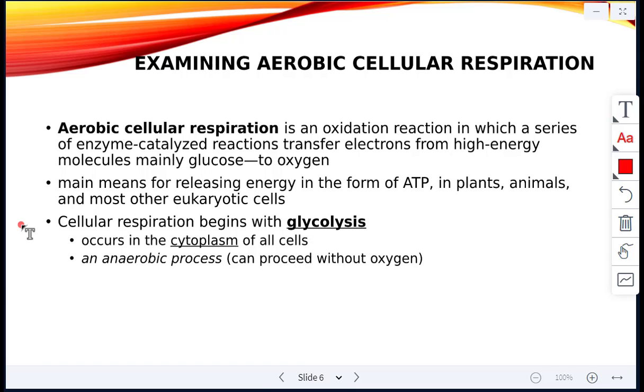And glycolysis is occurring in the cytoplasm of all cells. So very important to know where it's occurring. So glycolysis occurs in the cytoplasm, and it's an anaerobic process, which means it can proceed without any oxygen.